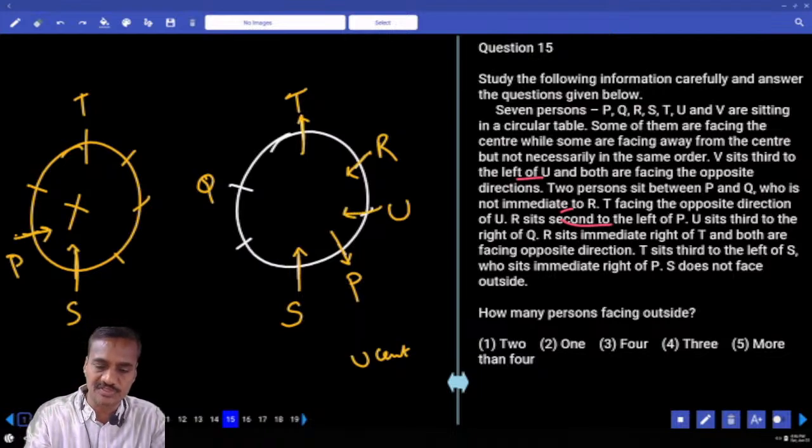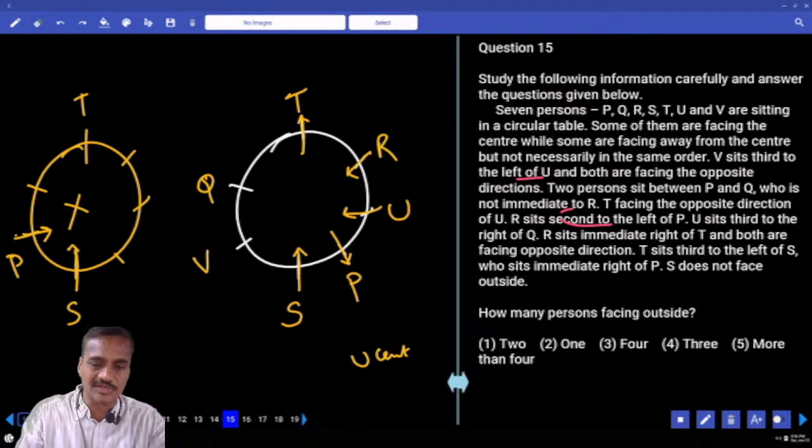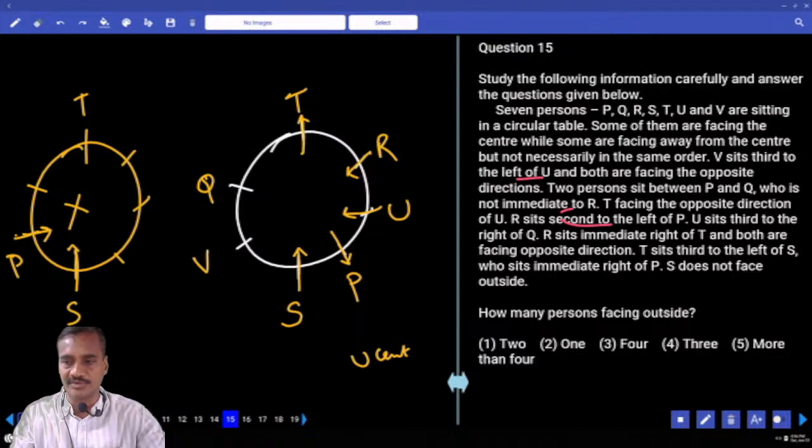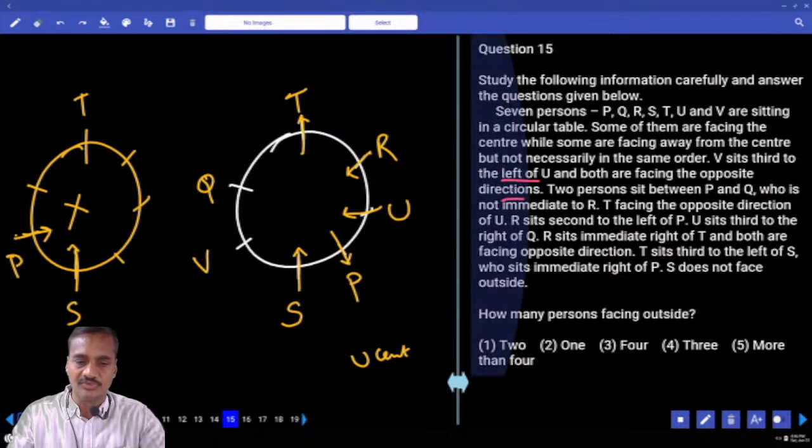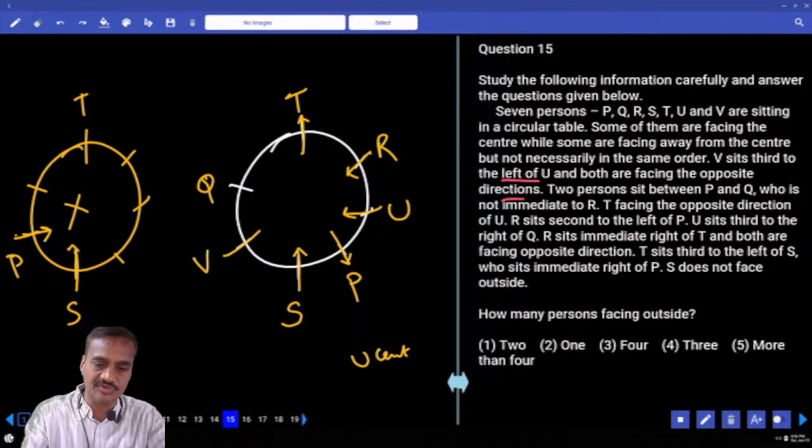Now U is facing the center, and V sits to the left of you, and both are facing opposite. V and U are opposite. U is facing the center, so V must be facing away.